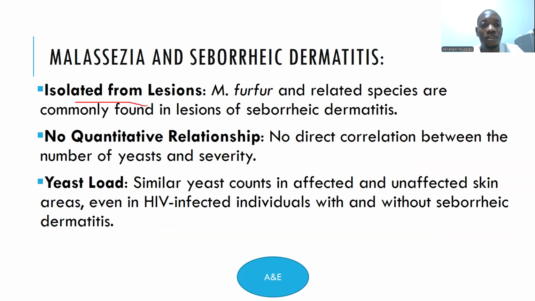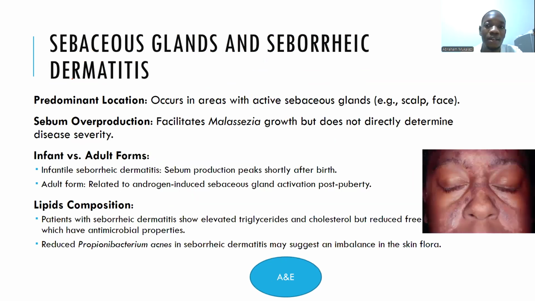Because of these studies, we find that the Malassezia isolated from the lesions is what you see even in normal individuals. So there's no relationship between the number of yeast someone has and the severity of the disease. You find that even those living with HIV have a yeast load that is similar to those who are not infected or who do not have seborrheic dermatitis. So you may find that Malassezia maybe plays part of the role, but is not actually the cause of seborrheic dermatitis.